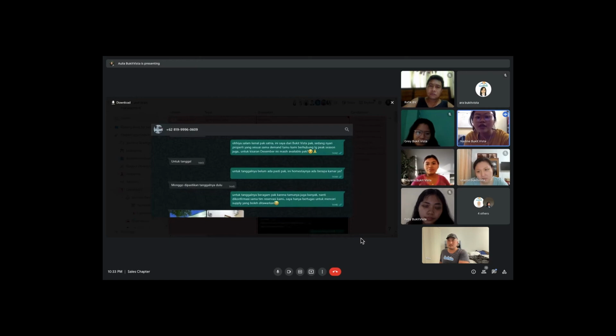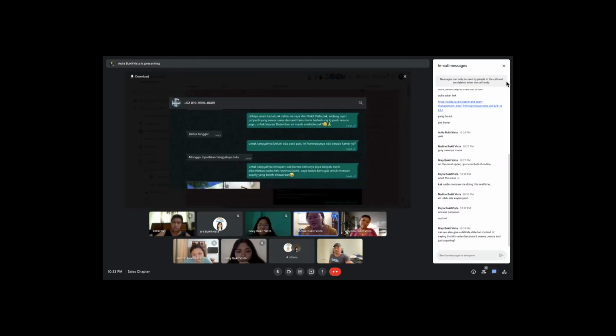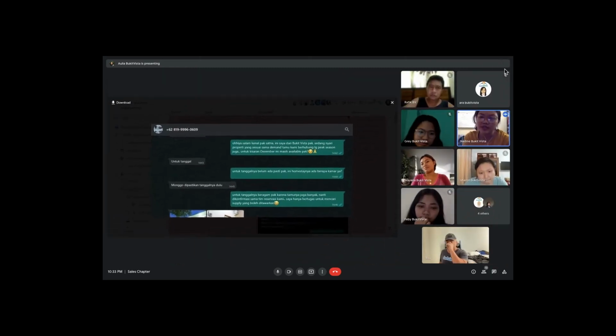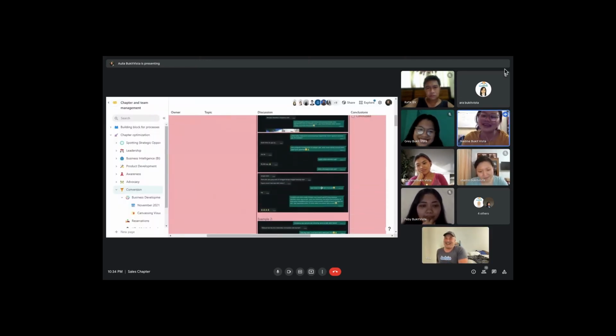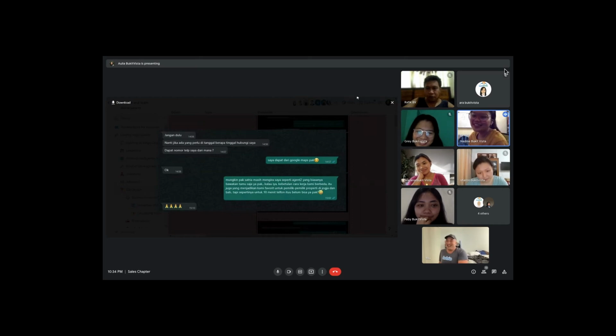So instead of only saying ini saya dari Bukit Vista, they don't know what Bukit Vista is, right? And they don't know what Bukit Vista does. So if you say, Pak, saya dari Bukit Vista, we help owners bring guests to their property, then it makes sense. Oh, okay, they bring guests. And then yes, the accusation audit, I think you were late, Kyla, at the very beginning for the accusation audit.